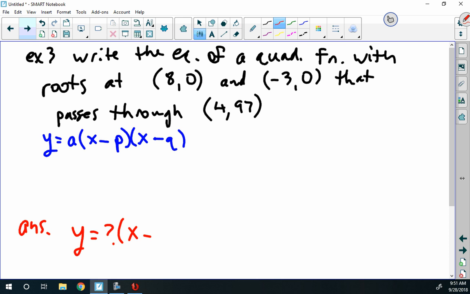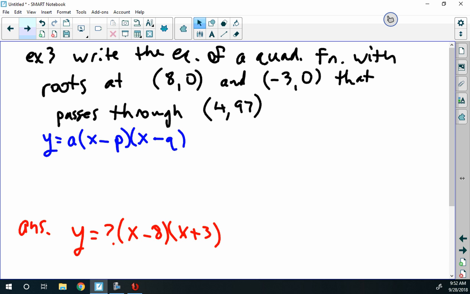8's one of them, right? So x minus 8. And then what's my q? My q is the -3, so it's going to be minus 3. So what's that going to be in the other? X plus 3, right? X plus 3. We doing all right so far?